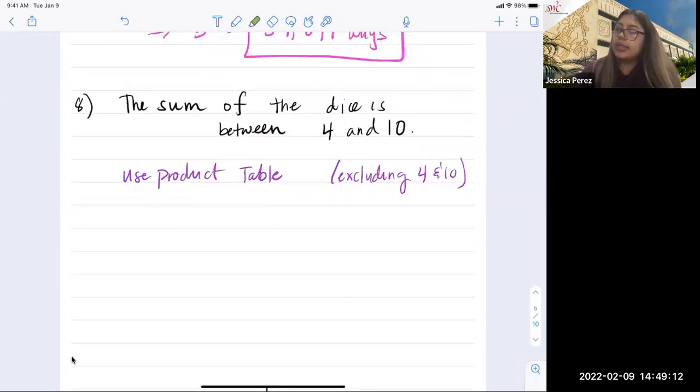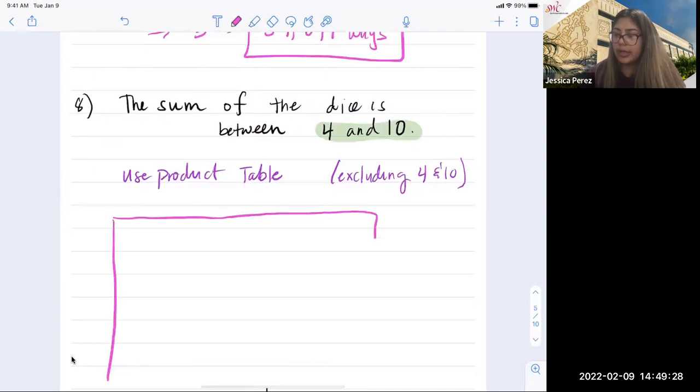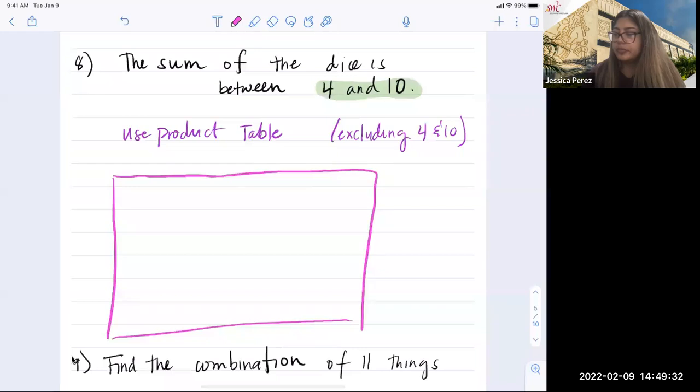Now the next one is you want to find how many sums of the dice lie between 4 and 10. So you want to use a product table. You should be familiarized with this product table. You should have seen this before.